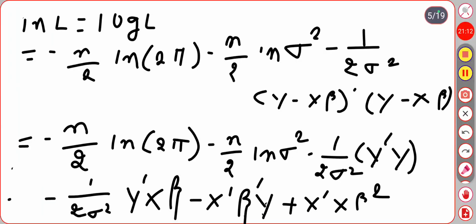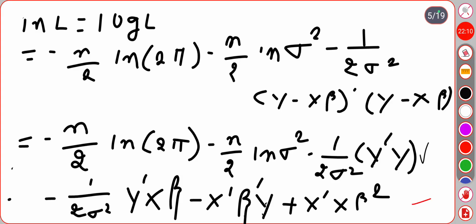That is, log L is equal to minus n by 2 log 2 pi minus n by 2 log sigma square minus 1 by 2 sigma square u prime u, or we can say e prime e, and the next, minus n by 2 log 2 pi minus n by 2 log sigma square minus 1 by 2 sigma square y prime y. Just breaking the bracket and multiplying minus 1 by 2 sigma square into all these terms, we get minus 1 by 2 sigma square y prime y. Here minus 1 by 2 sigma square y prime x beta minus x prime beta prime y plus x prime x beta square.